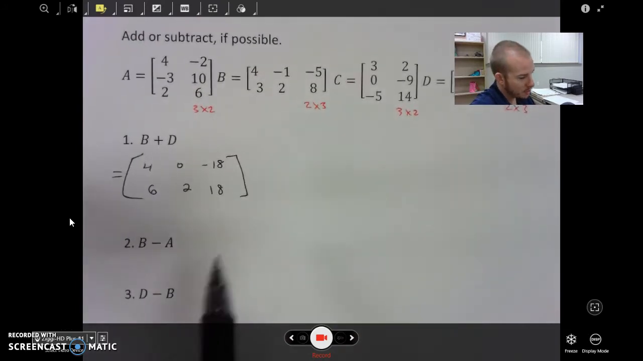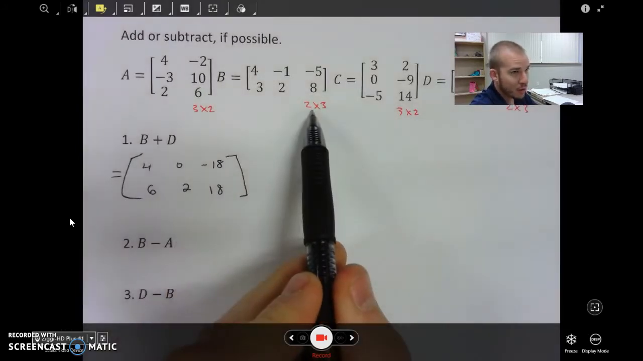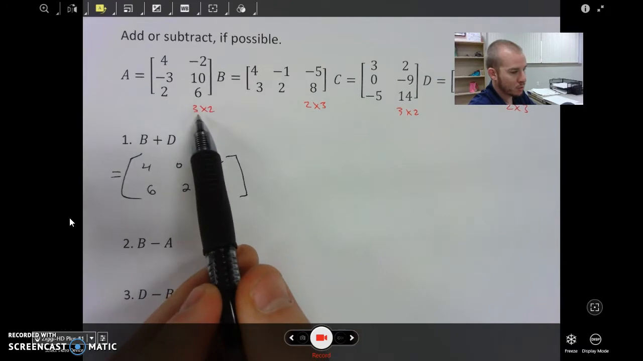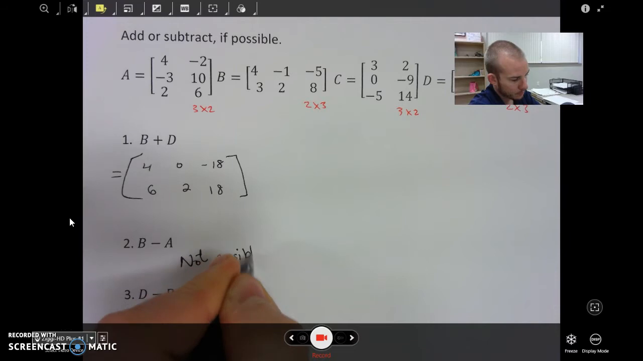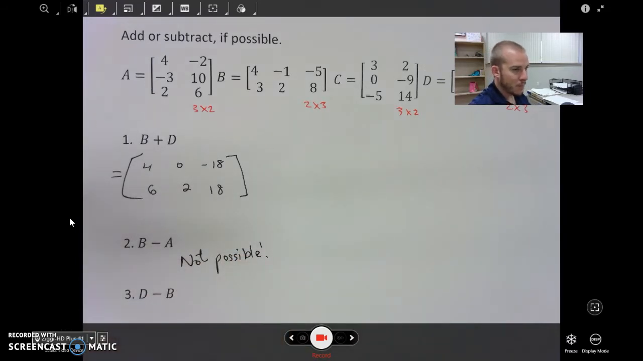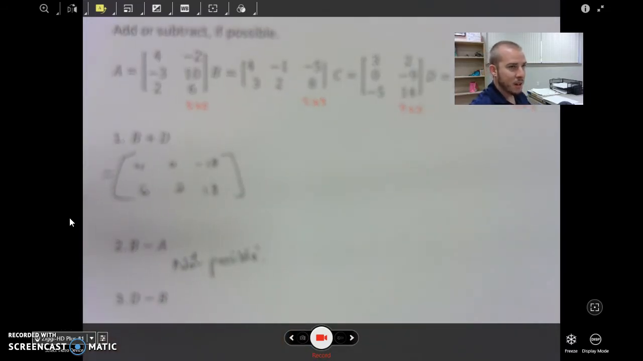Now B minus A, let's try to do that one. B minus A, well this is a 2 by 3 matrix minus a 3 by 2 matrix. This is not possible. Okay, now let's check out D minus B.